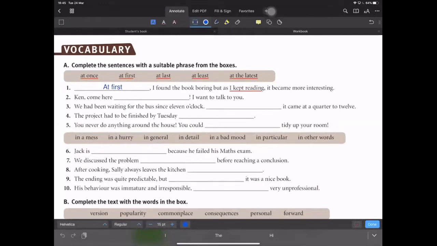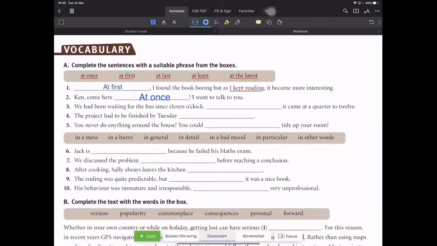Number two, Ken, come here, blank. I want to talk to you. Now this is an order, okay? If you notice, this is an order. Ken, come here, blank. Do you say at once, at last, at least, at the latest? So it is at once, okay? Which means right now, don't be late.